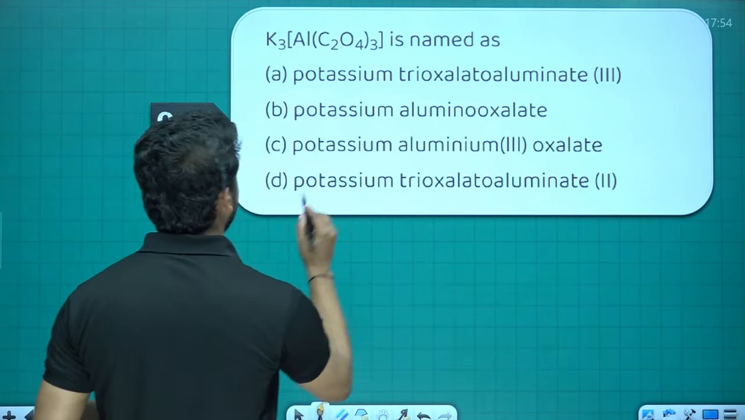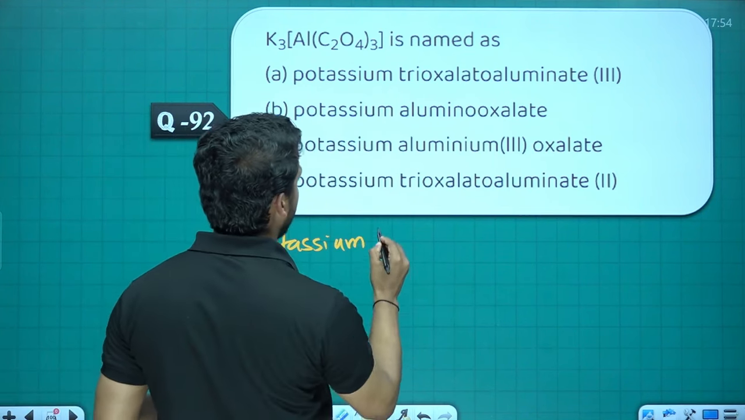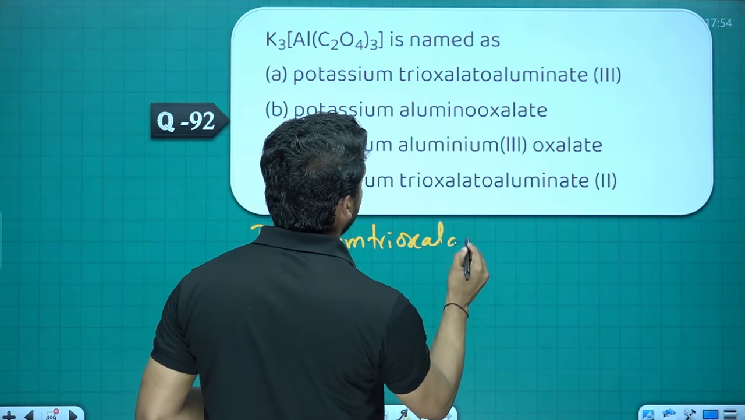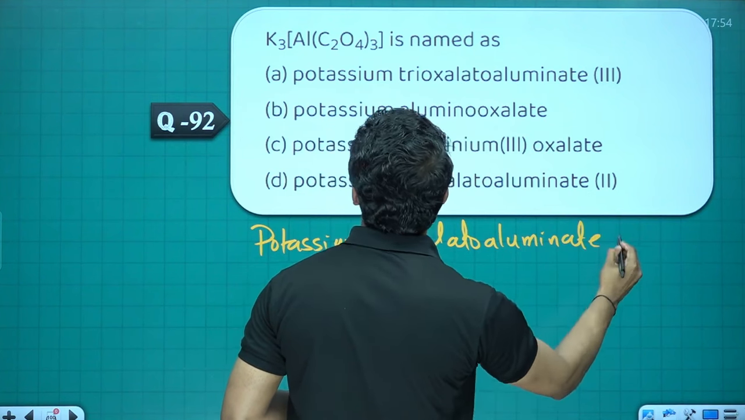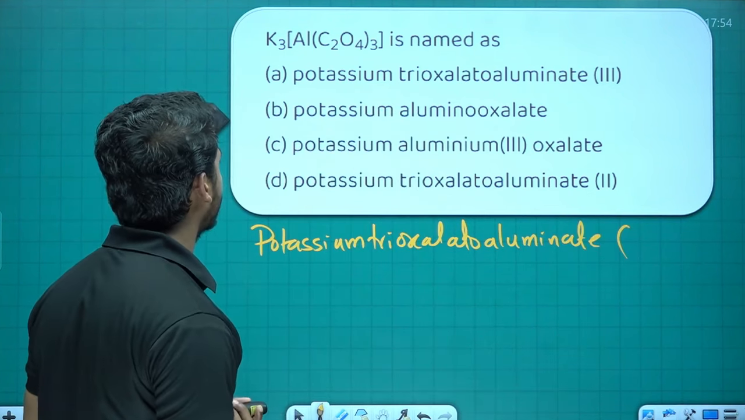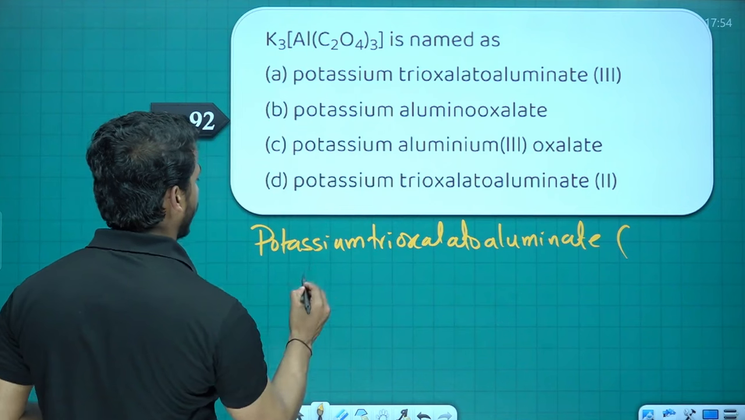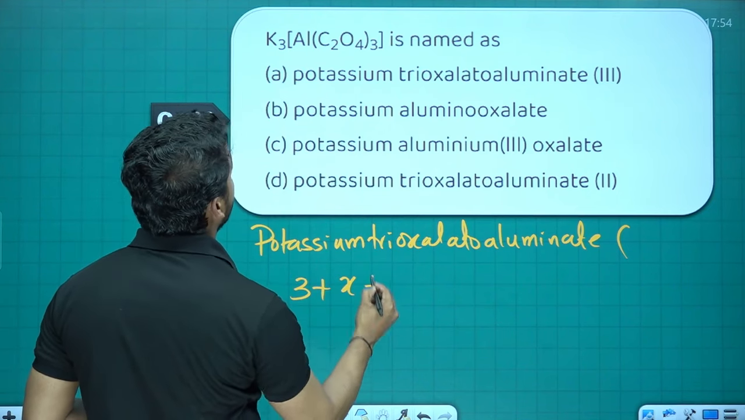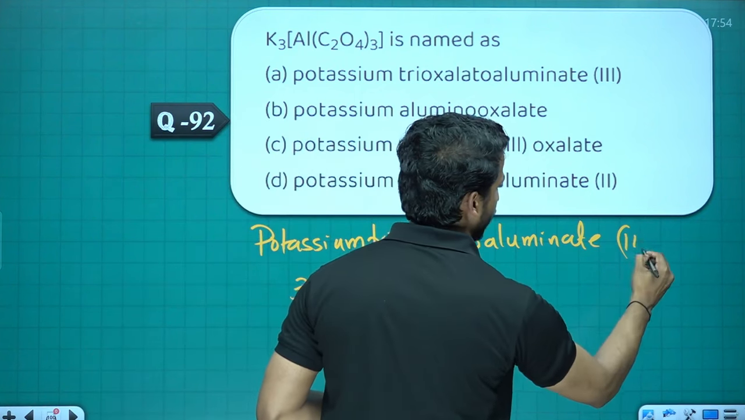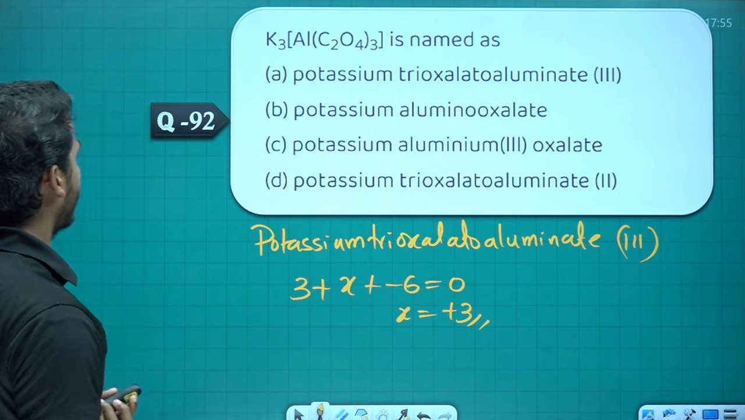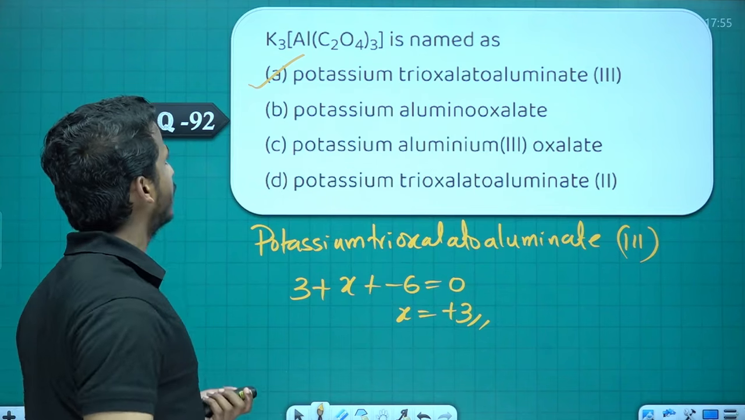Now, what is the name of this complex? Okay, start. Potassium is outside, so let's start with potassium, 3, right? So trioxalato. Aluminium is in the anionic part, right? So aluminate. Potassium trioxalatoaluminate. And what is the overall charge? 3 potassium plus 3, aluminium x, 3 oxalate minus 6, overall 0, x is equal to what? Plus 3. So we can write it as 3. So where is the answer? Potassium trioxalatoaluminate 3, right? I think option A is correct.